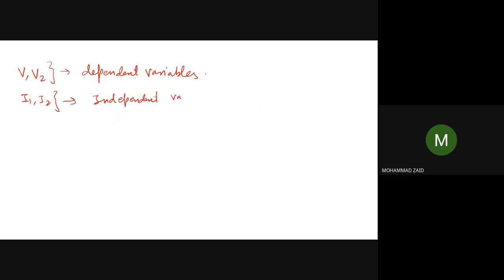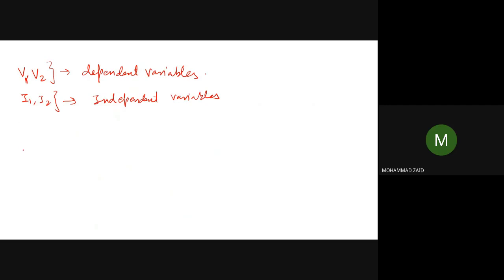So let us formalize this and write it. So V1 and V2, here in the case of Z parameters, are dependent variables. They are dependent variables, whereas I1 and I2 are independent variables. That is quite obvious because you are writing V1, V2 in terms of I1 and I2. So obviously I1 and I2 are independent variables.